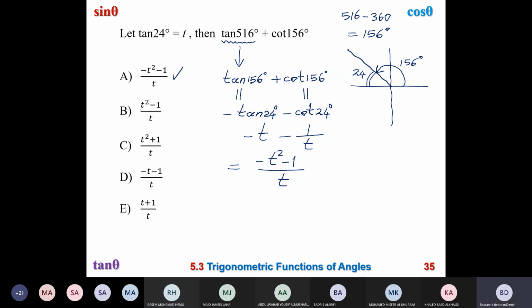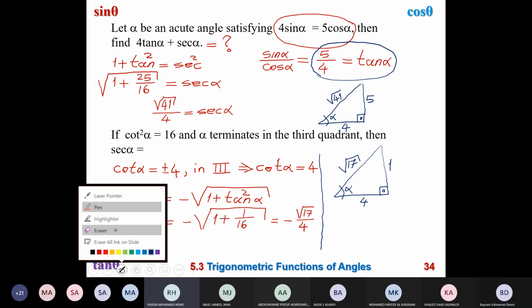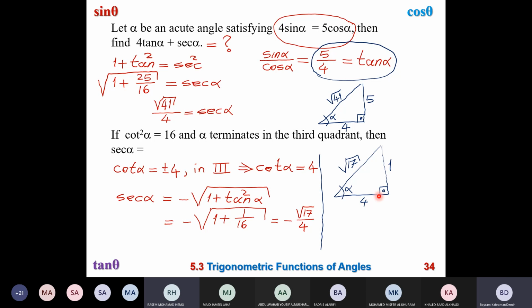Doctor, can I ask a question about the previous slide? When we draw the triangle, we know that we have 4 from the tangent. How did you find 1? So cotangent alpha is what? 4 over 1. Yes. Perfect.